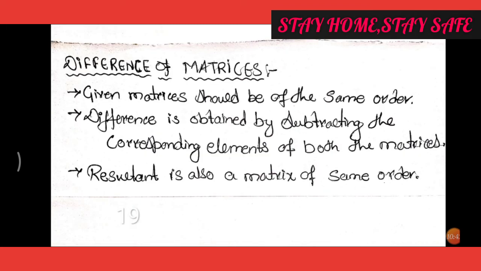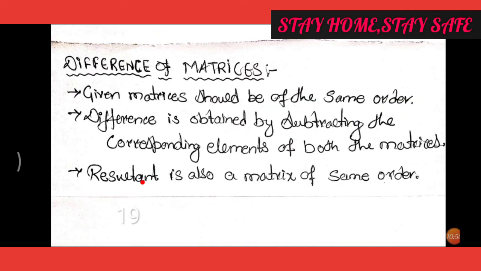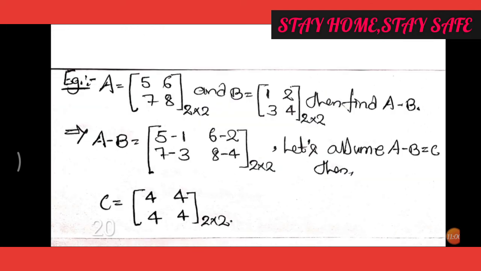And next here, the difference is obtained by subtracting the corresponding elements of both the matrices. Means both the matrices get subtracted by the corresponding elements, and then we get the resultant. The resultant is also a matrix of the same order. Means here we have this matrix C equal to 4 4 4 4 of order 2 by 2, the same order.